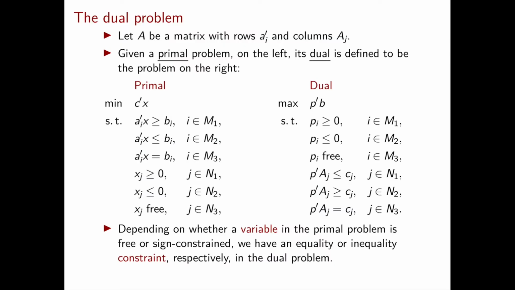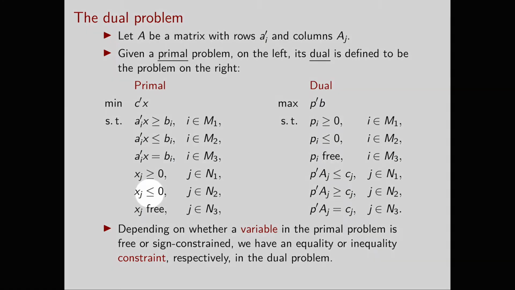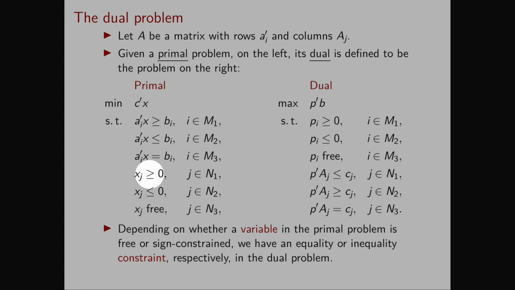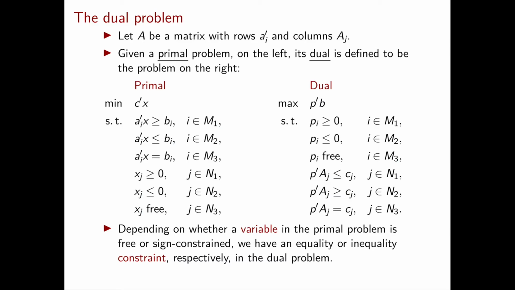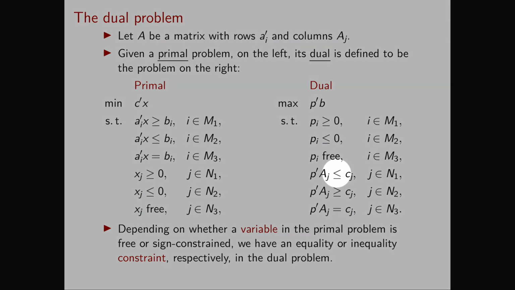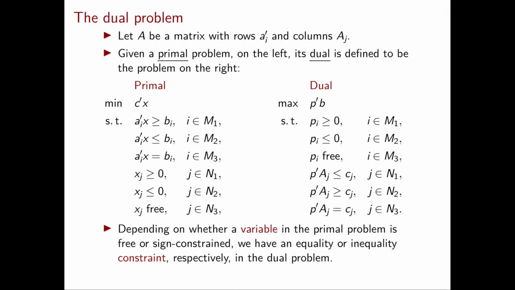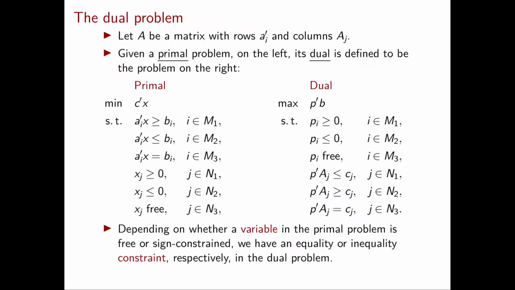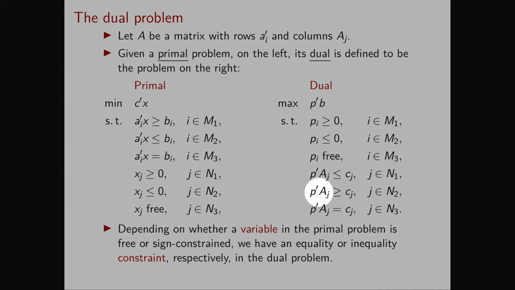The last thing we need to discuss in the definition of the dual are the non-positive variables in the primal. These variables behave symmetrically to the non-negative variables. So while the non-negative variables gave rise to inequalities of the form less than or equal to in the dual, the non-positive variables give rise in the dual to inequality constraints of the form greater than or equal to. In particular, for every non-positive variable x_j in the primal, in the dual we have the constraint p transposed A_j greater than or equal to c_j.